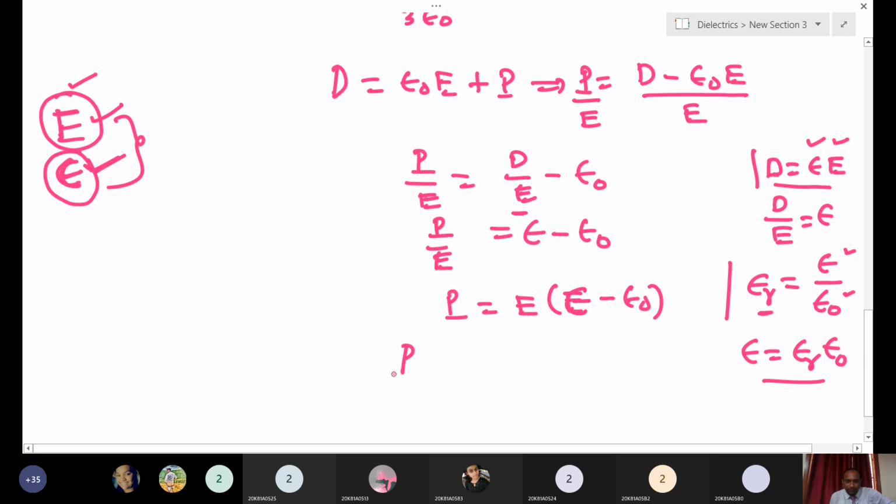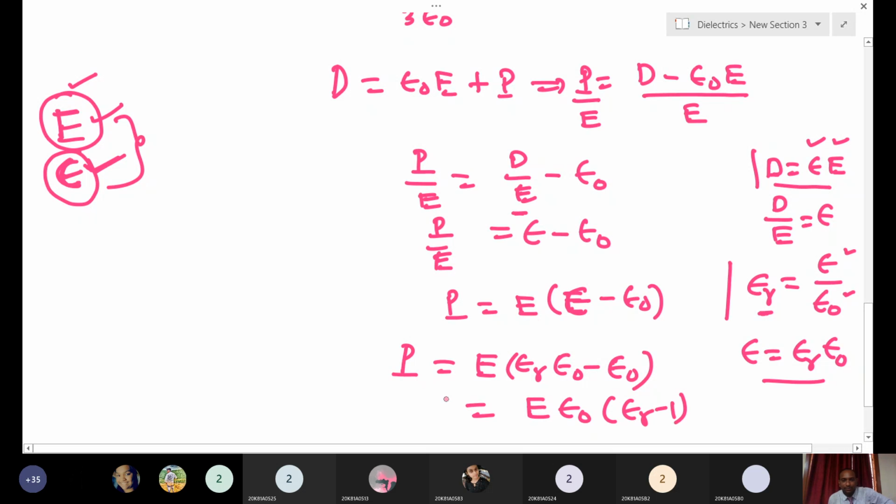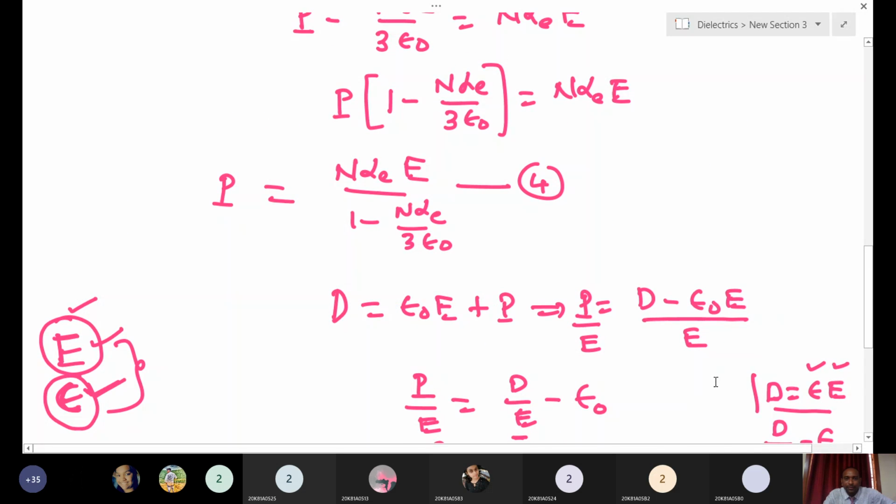So from this expression we are writing P is equal to E into epsilon r epsilon naught minus epsilon naught. In the two terms we have epsilon naught, so we will take out this epsilon naught outside. P is equal to E epsilon naught into epsilon r minus 1. Here capital P is equal to this. Let's take this as equation 5.